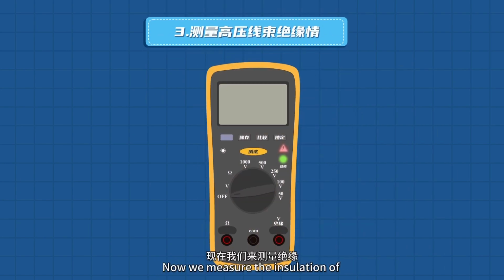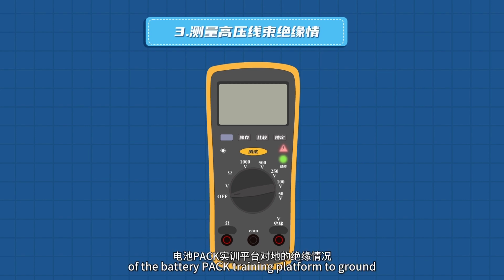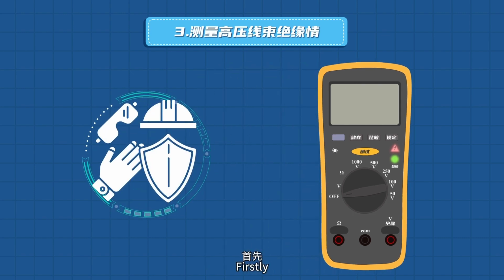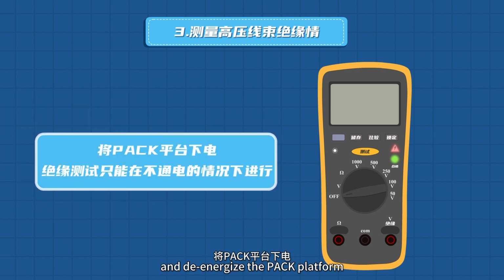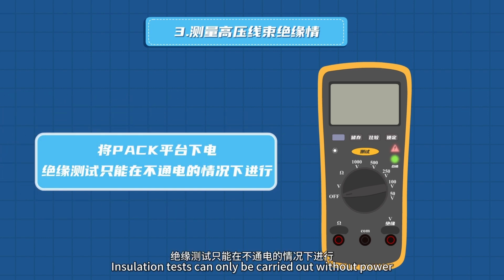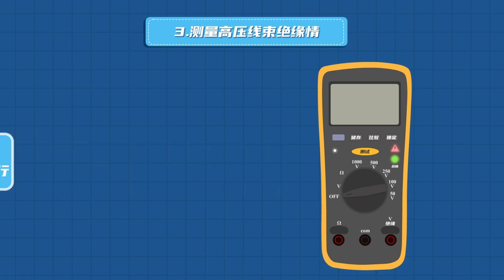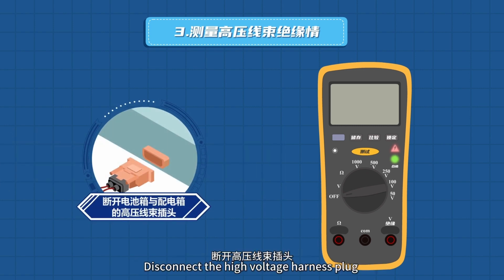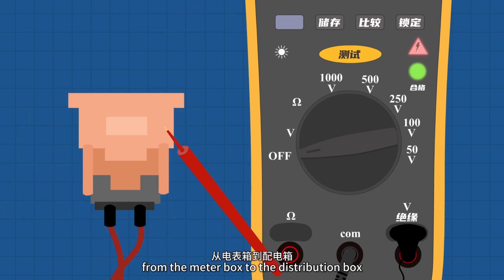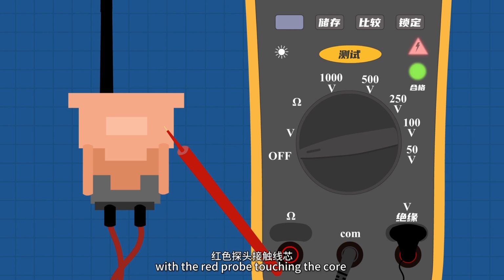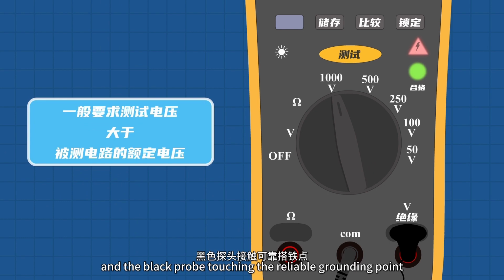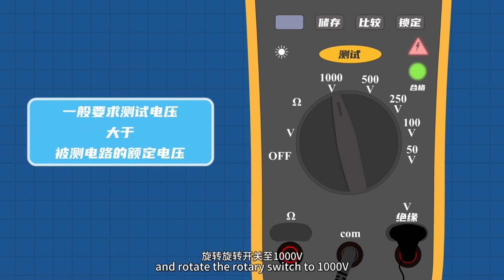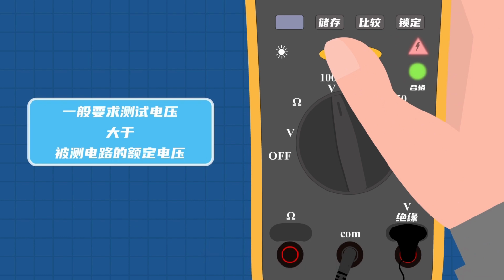Now we measure the insulation of the high voltage wiring harness of the battery pack training platform to ground. Firstly, wear high voltage protective gear and de-energize the pack platform. Insulation tests can only be carried out without power. Disconnect the high voltage harness plug from the meter box to the distribution box, with the red probe touching the core and the black probe touching the reliable grounding point, and rotate the rotary switch to 1000 V.